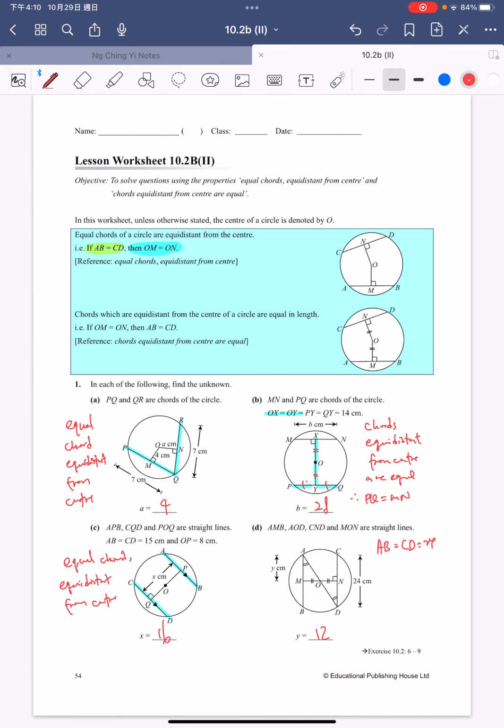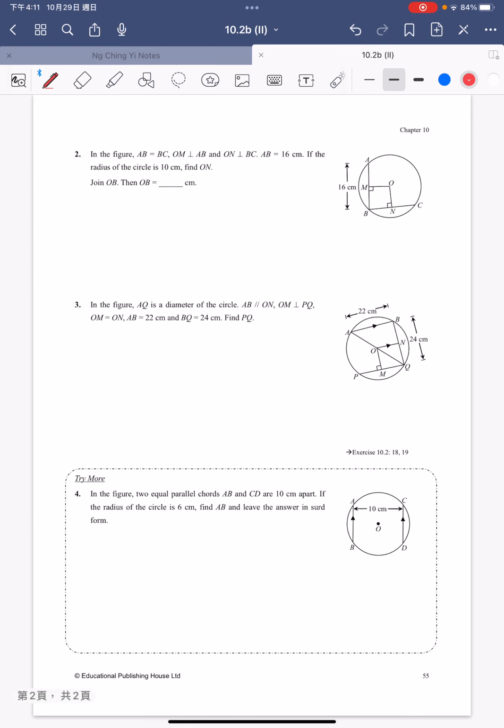Okay, so that's for question 1. You don't need to write down the reasons, just give me the answer as a revision exercise, and that's fine. So now we're going to do question 2.